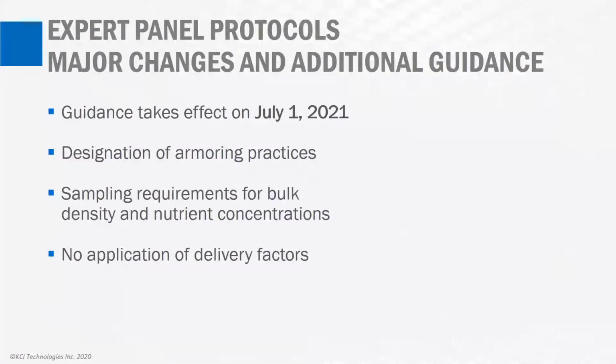So I'm going to start to talk a little bit more about protocols 1 and 2, but first just wanted to say that the revised guidance takes effect on July 1st, 2021. And some of the main changes, which we'll go into more detail on, are the new designation of armoring practices. There's sampling requirements for bulk density and nutrient concentrations. And then there's no longer an application of delivery factors as a part of the protocols.